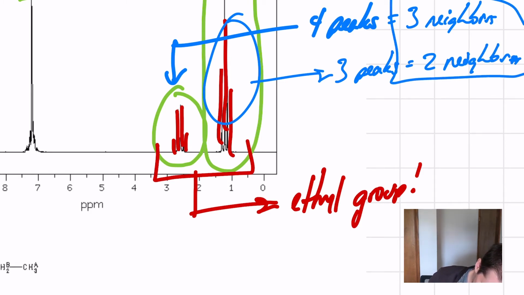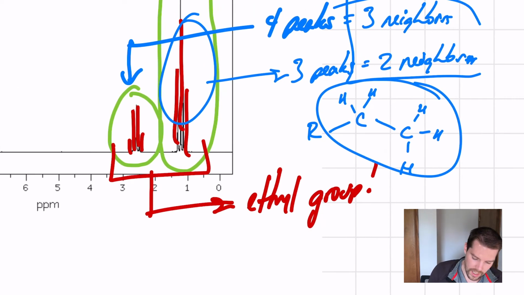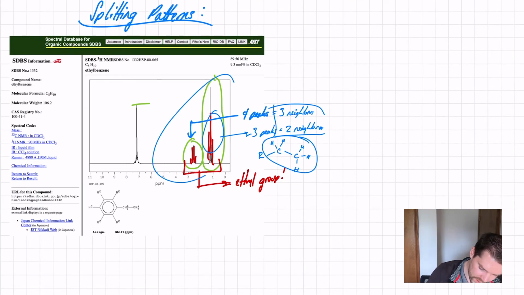And okay, so 3 and 2, what does that look like? I'm going to draw some random R group. C, H, H, there's your 2 neighbors. C, H, H, H, there's your 3 neighbors. What is that? That is an ethyl group. So anytime you see this pattern in there, you want to be thinking ethyl group. And sure enough, obviously, we have that right there.